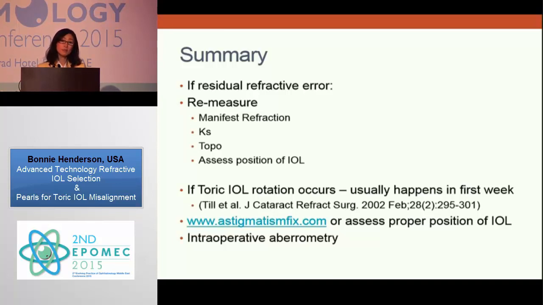Remember to use astigmatismfix.com. I think it's a very useful website. Thank you very much.